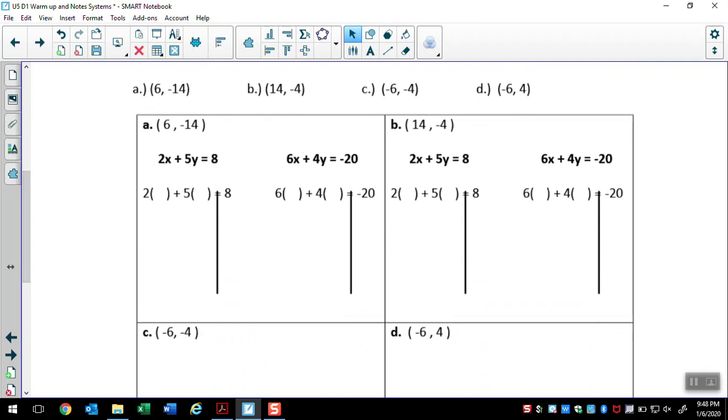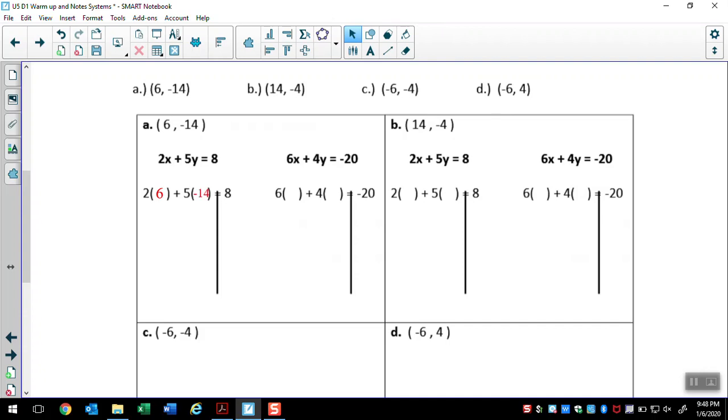We're going to start with 6, -14. We're going to take those two values and substitute them into both equations. In order for it to be a solution, that ordered pair must work in both equations. So let's go ahead and plug this in. This is my x value, this is my y value. So I'm going to substitute x with 6 and y with -14.